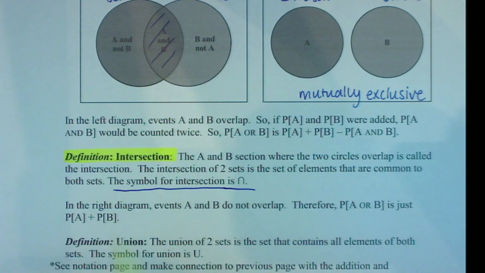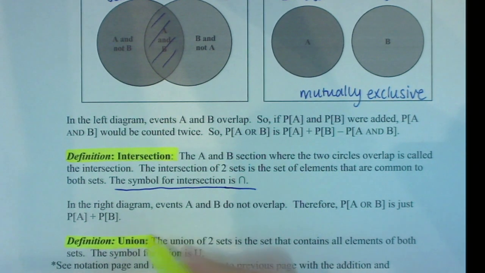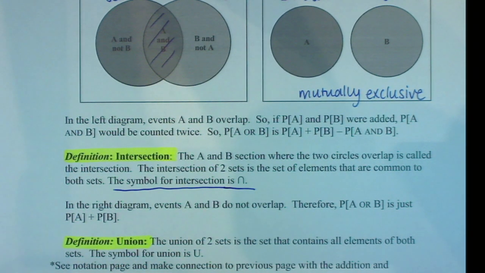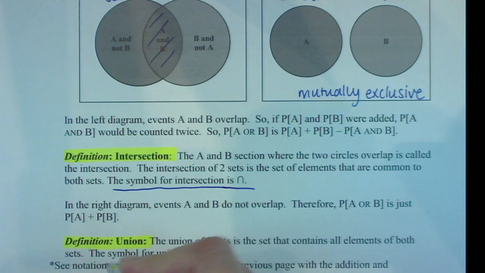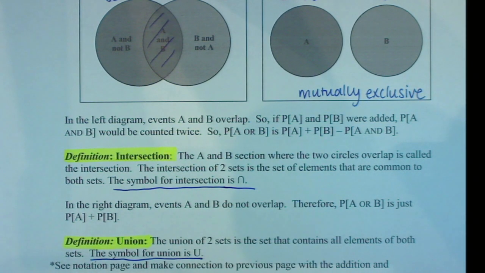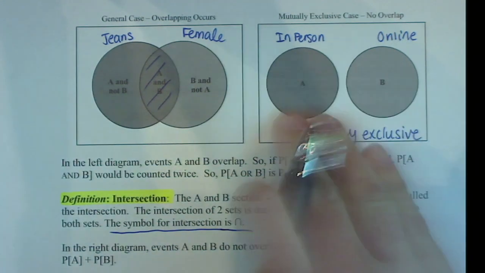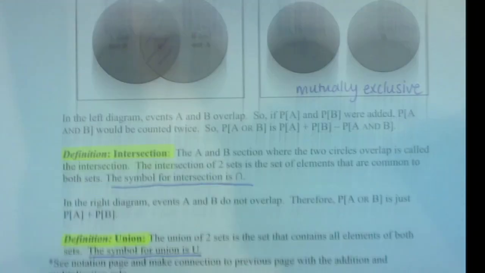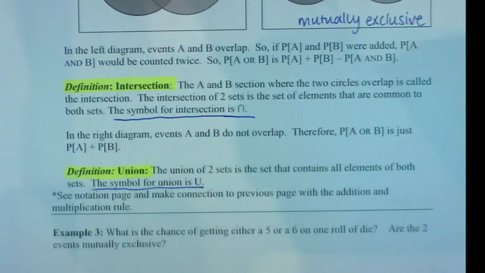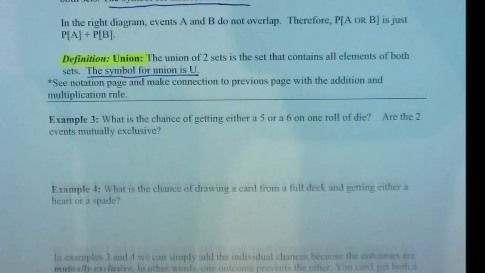And then the union, it says the union of two sets is the set that contains all elements of both sets. So the union is U. So like the union of A and B here, A or B would just be all of A plus all of B. All right. We don't need to spend too much time on that.